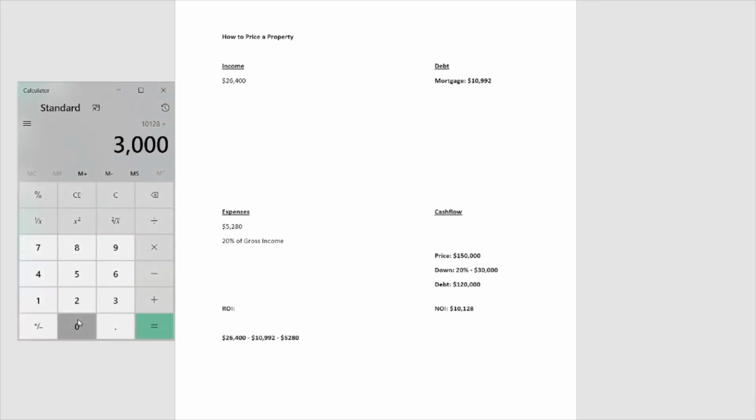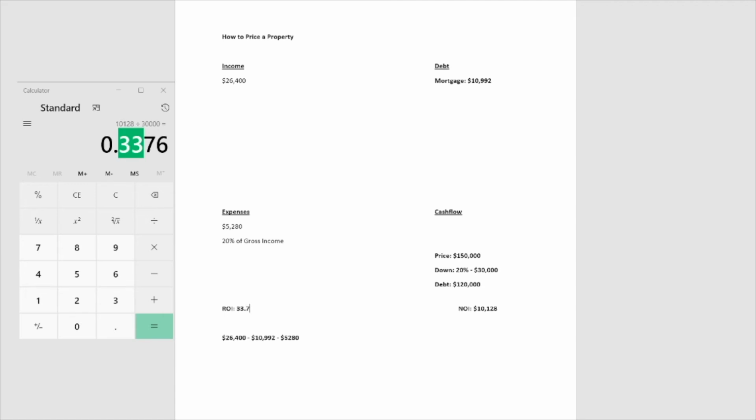So we're going to divide that by 30,000. That is going to give us a return on investment of 33.76% return, which essentially is almost 34%. And now if you were to just put that $30,000 in the S&P 500 with an average return of 8% per year, this totally trumps this. This kills this, and this is a phenomenal property and a phenomenal return on your investment.